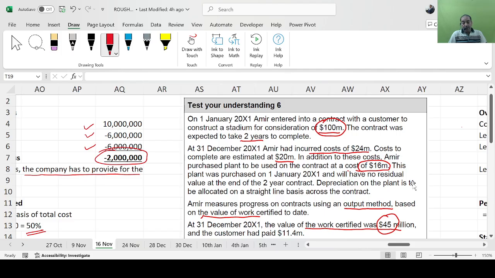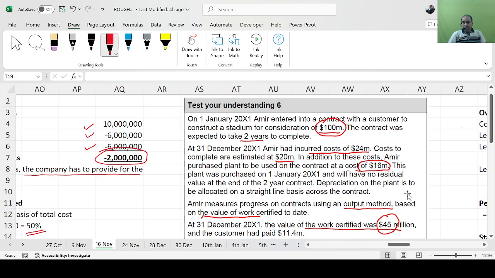So that is going to add to the cost. So you are having $24 million, $20 million and another $16 million will be the cost of the plant, because that is purchased especially for the contract. This plant was purchased on 1st January 20x1 and will have no residual value at the end of the second year. Depreciation on the plant is to be allocated on a straight line basis across the contract.